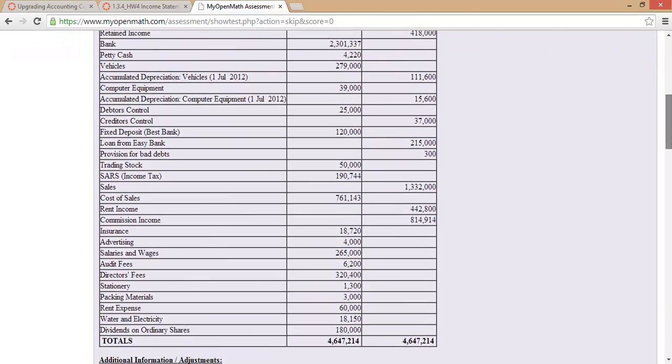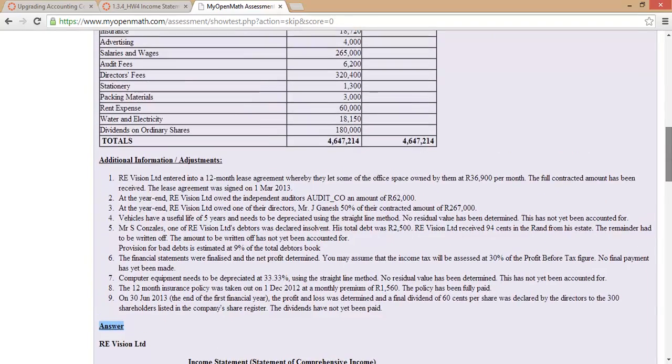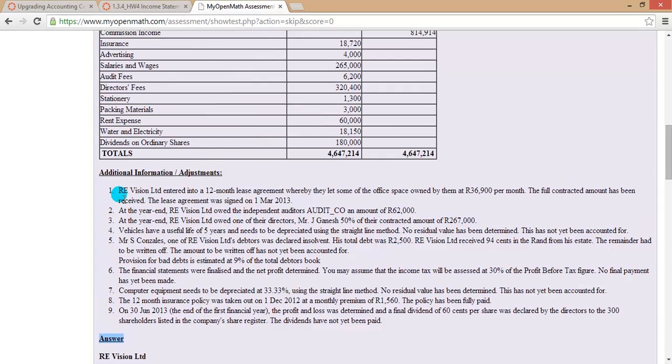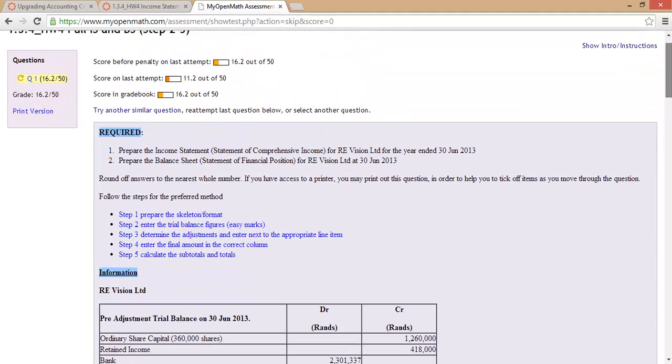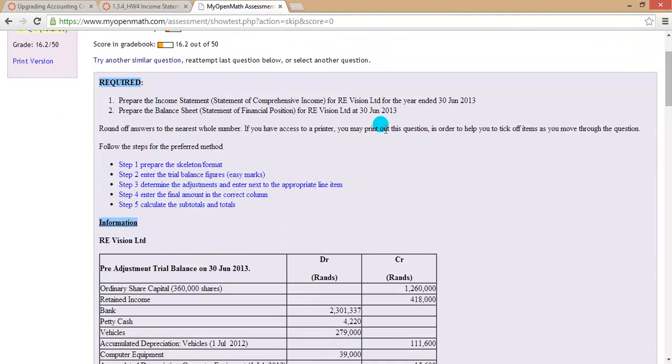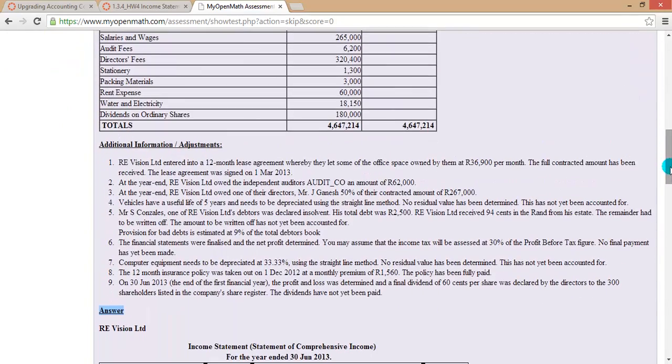So let's go. We've already dealt with all of this information in the pre-adjustment trial balance. Now here we go. Our additional information number 1. RE Vision Limited entered into a 12-month lease agreement whereby they let some of their office space owned by them at 36,900 Rand per month. So what does it mean if they let some of the office space owned by them? RE Vision is the entity we're talking about here, and it is the entity that we are preparing the income statement and the balance sheet for. They let out some of the office space owned by them.